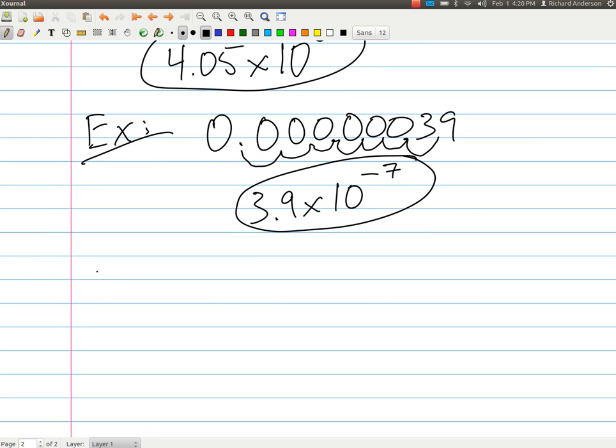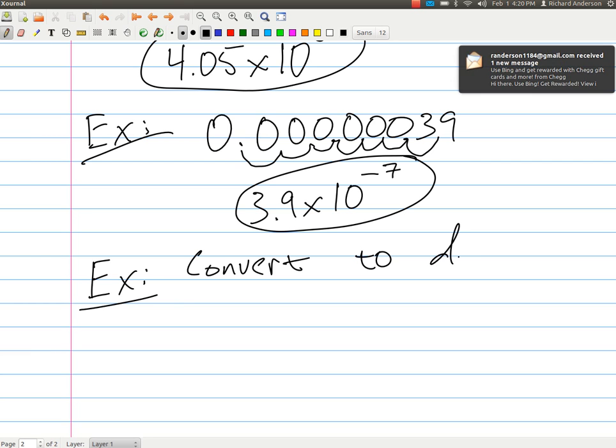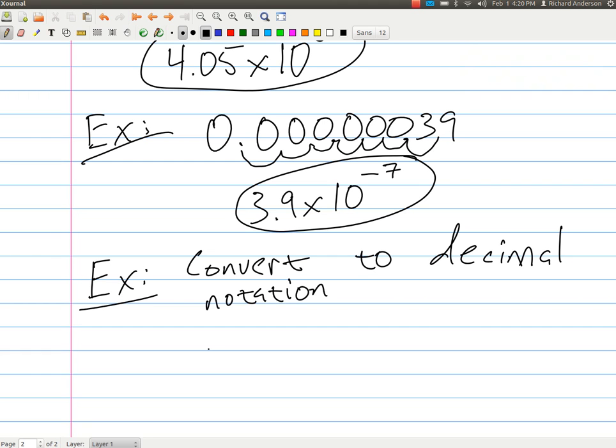Alright, we need to talk about going the other way, going from scientific notation to decimal notation. So our directions in that instance will say convert to decimal notation. And when we get something that says convert to decimal notation, a good example of that would be like 8.3 times 10 to the negative 5th power, like that.